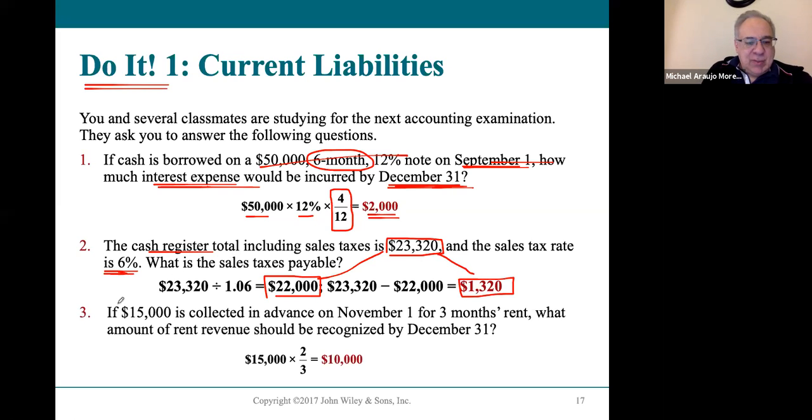Okay. The last one here: you got $15,000 in advance, so you have an unearned revenue. You received that on November 1st for 3 months' rent, so this person paid November, December, and January rent all up front. You're at the end of your year, December 31st. How much of that is yours? Well, you've provided them with November and December, so 2 months of the 3 months you have earned. You should recognize $10,000 of that as revenue. The other $5,000 is still unearned rent revenue.